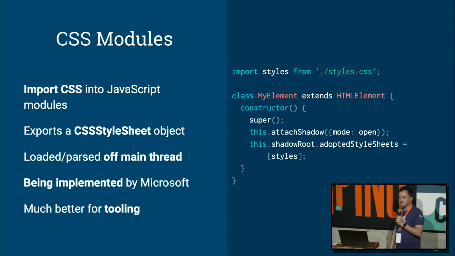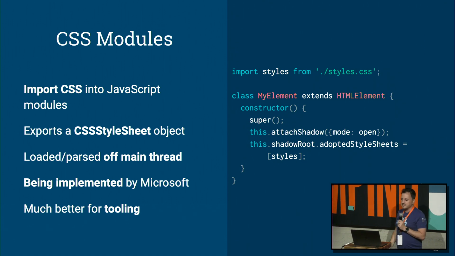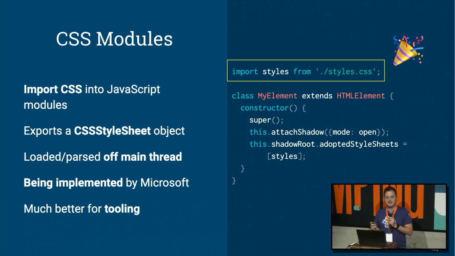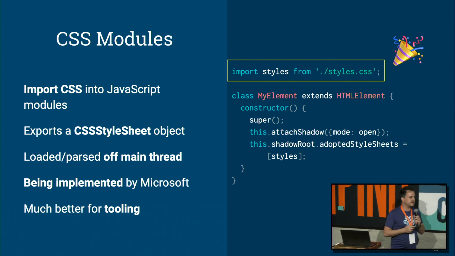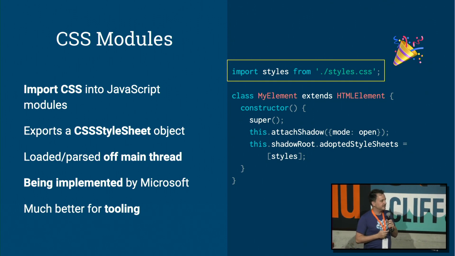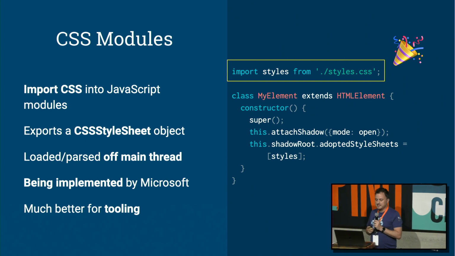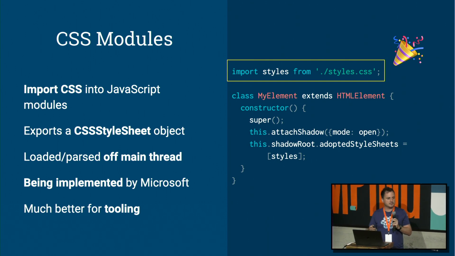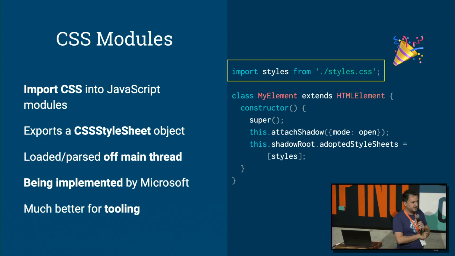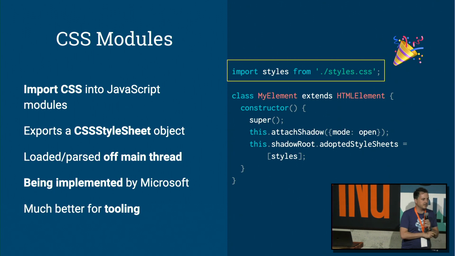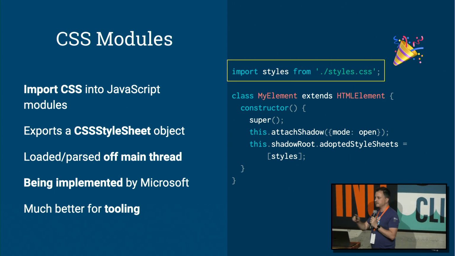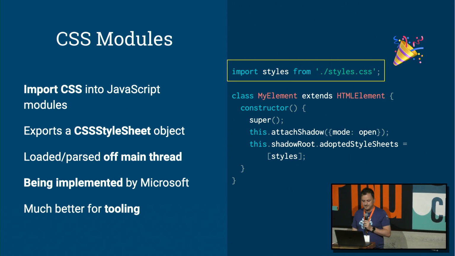This is a new proposal. You can import CSS into JavaScript. Yay. It gives you a CSS style sheet object just like you would create by newing a CSS style sheet. One nice thing about it is being part of the module graph in JavaScript, it can be loaded and parsed off the main thread. And this is being implemented right now actually for Chromium by Microsoft as part of the Edge partnership we have now.